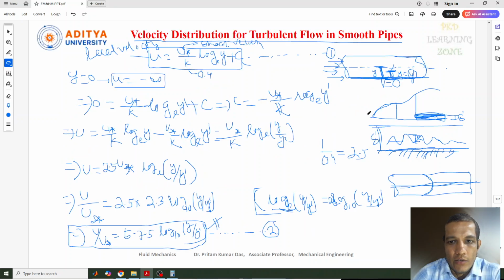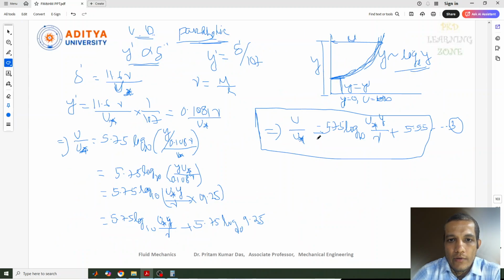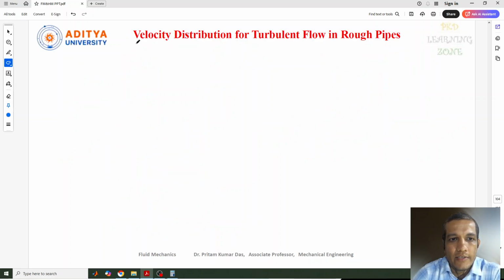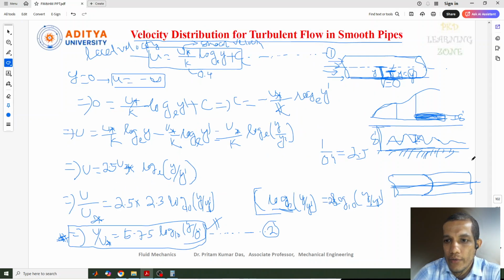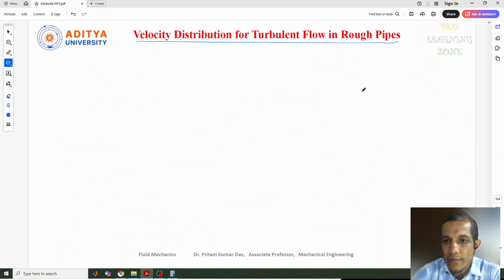Now as I told you, this equation can be used for rough and smooth both. Now we'll see quickly this velocity distribution for the turbulent flow in the rough pipes. Here this is actually a smooth pipe, but when this value will be reduced, for the rough pipe, let me draw it again here. Suppose this is the surface, and in the surface we have roughnesses like this.